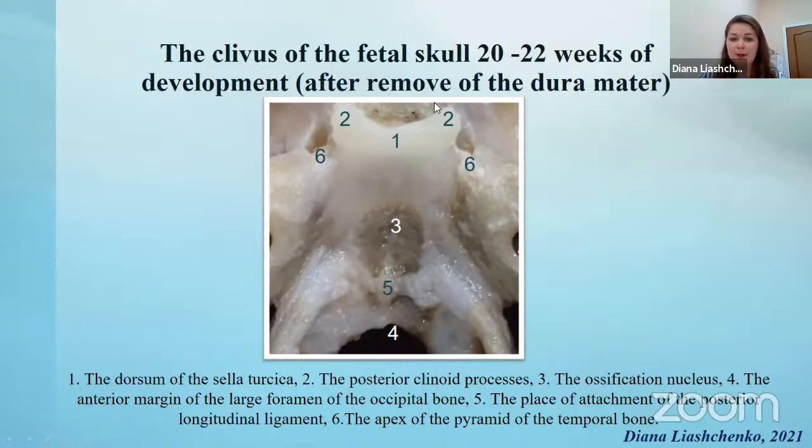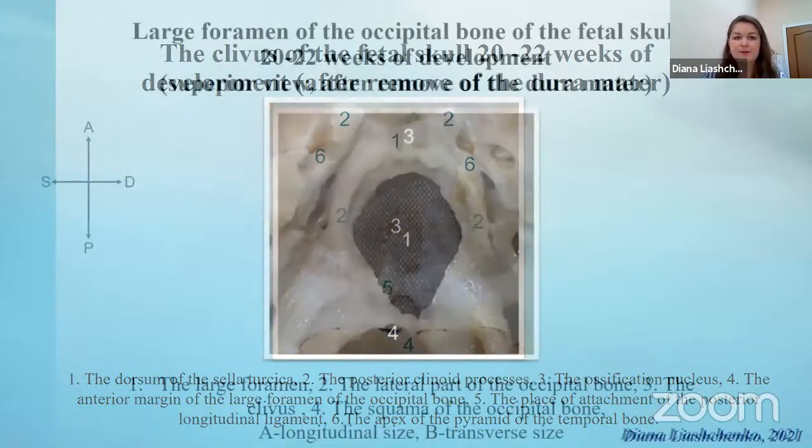Next, the photo demonstrates the clivus of the fetal skull. It is formed by part of the sphenoid bone and part of the occipital bone. We can see a very large nucleus of ossification in the base of this clivus, and cartilage structure in the superior part of the clivus. The sizes of the clivus were: longitudinal length 30.2 millimeters, and the largest transverse size 6.9 millimeters.